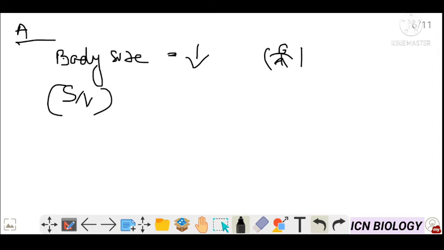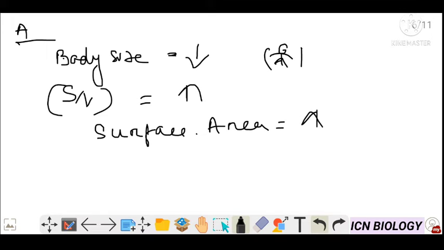So A, due to smaller body size, their surface by volume ratio is high. Okay, if their surface by volume ratio is high, then the surface area of A is high. Surface area also high. If surface area high, then volume low.